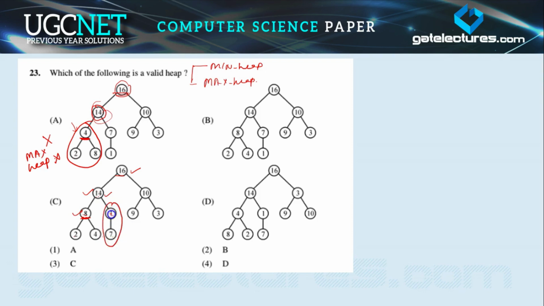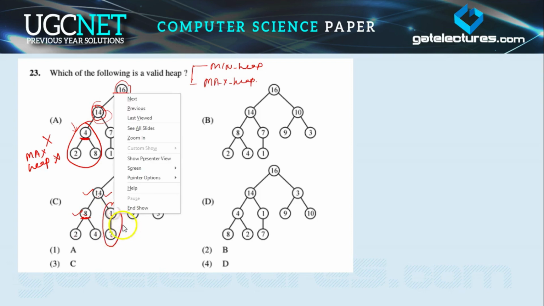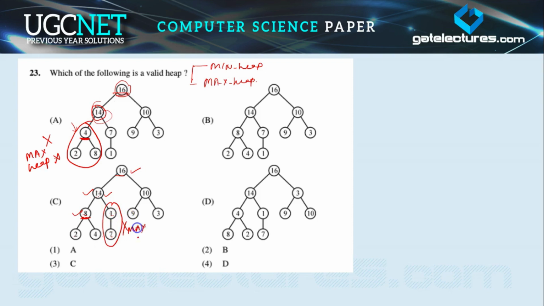Now see, this is a root node, this is a child. The child contains a higher value than the root, so it violates the max heap condition. So this is not a max heap, or you can say not a heap.